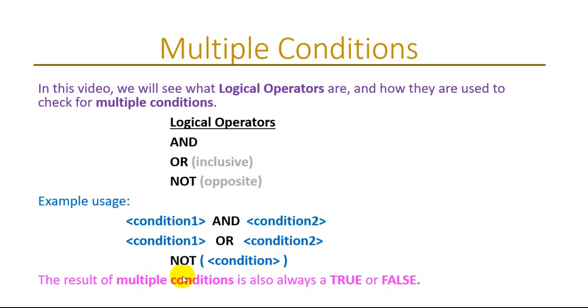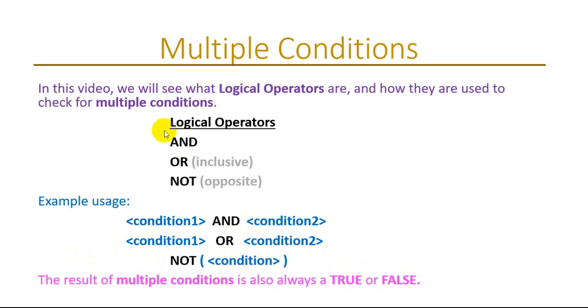The result of a multiple condition is also always true or false. In our previous session we looked at conditions, and we identified that the result of a condition is always either true or false. In the same way, the result of a multiple condition is also always true or false. So from here you get a true or false. From here also you get a true or false. From these two conditions joined you will also get a true or false. You can't get anything else. From condition one or condition two also you will get either true or false. From the NOT condition also you will get a true or false.